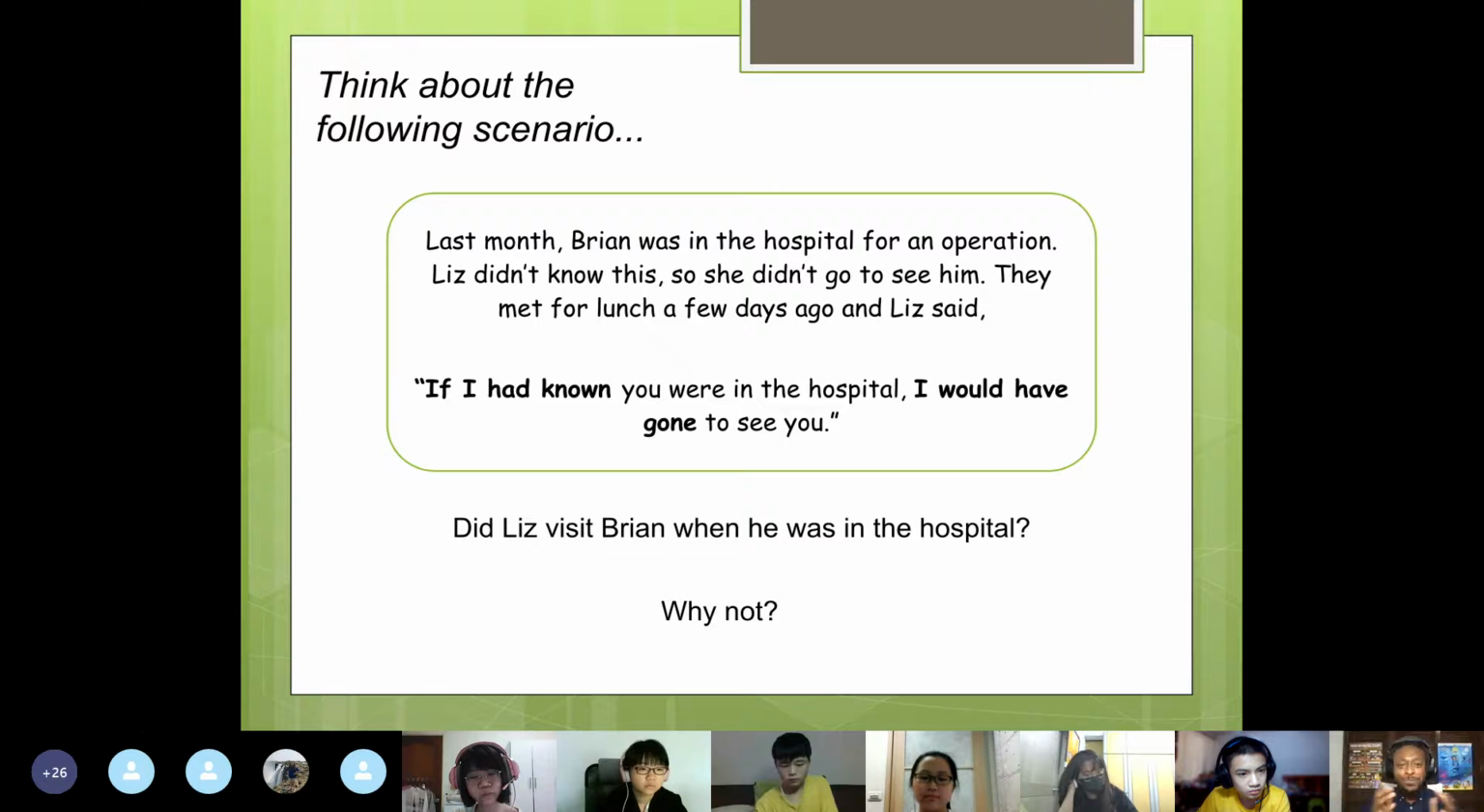Exactly. So when we use this conditional, the third conditional, we are thinking about something that has happened in the past, and we think about the condition or the clause that would have happened if that were true. And so in this case, we're saying that if Liz had known Brian was in the hospital, she of course would have gone to see him. They're friends. So if she had known, she would have done that.